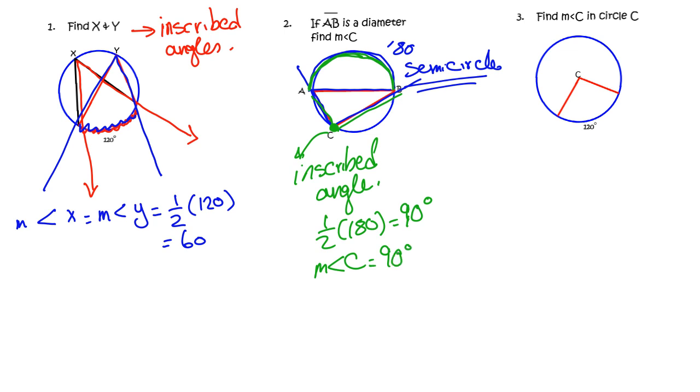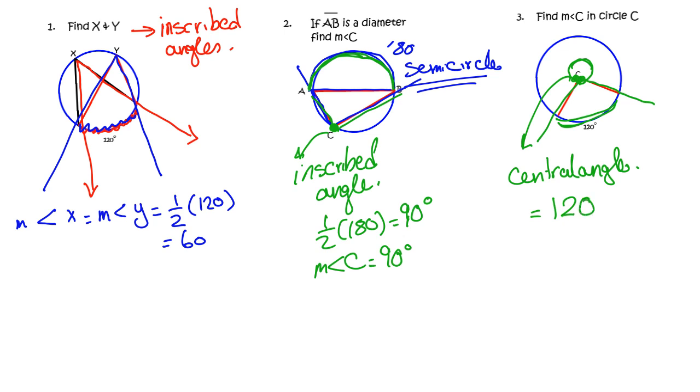Last question. You want to find the measure of angle C in this circle. Again, looking at it, the angle C is considered a central angle because the vertex of this angle is on the center of the circle. So the central angle is equal exactly to the intercepted arc. So if I extend those two rays that make that angle, the intercepted arc is 120, so it's equal to 120. Remember, the central angle is equal exactly to the intercepted arc.